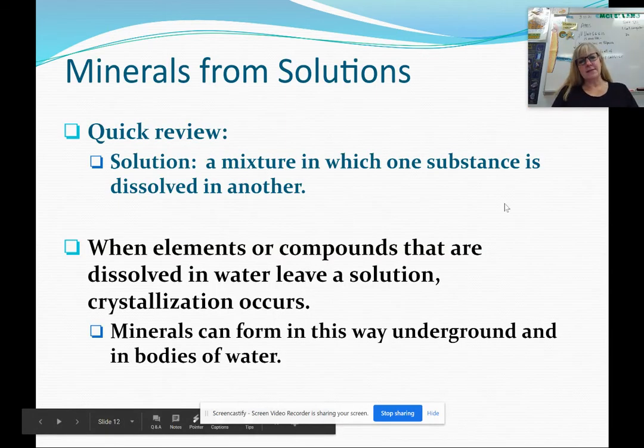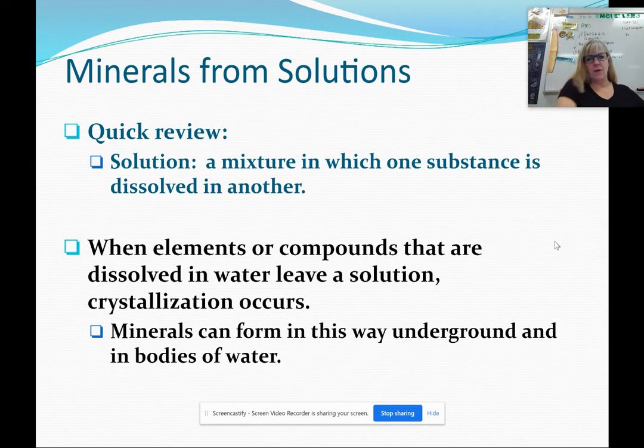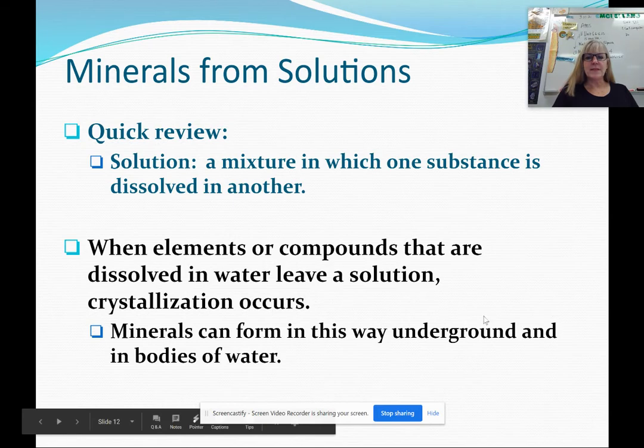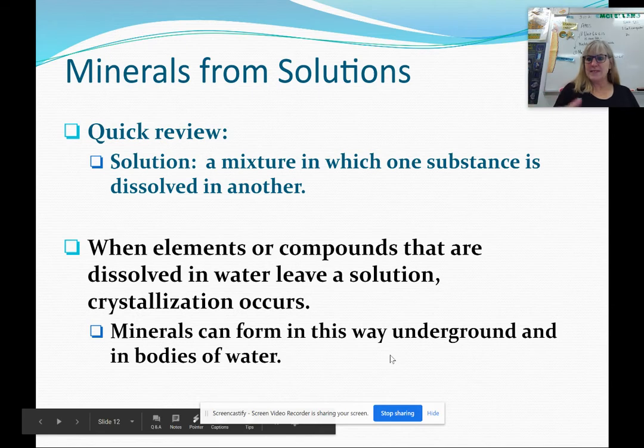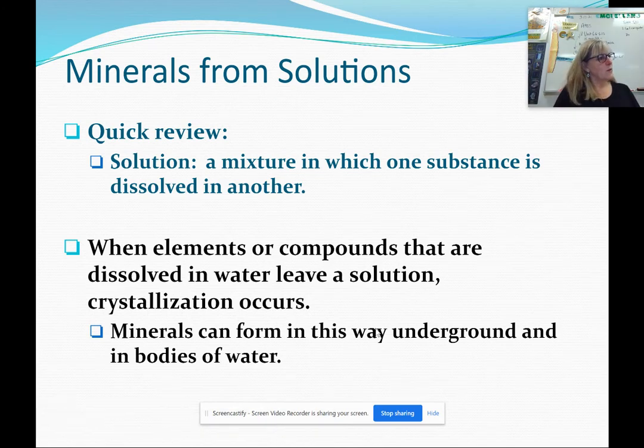And this happens as well out in nature. When elements or compounds that are dissolved in water eventually get together and form a crystal, that's what we call crystallizing from a solution. Minerals form in this way underground or in bodies of water. There can be groundwater flowing through a rock, and that water will get warm if it's far enough below the surface. It can dissolve minerals, and then somewhere else it'll actually deposit these minerals, which is kind of cool.